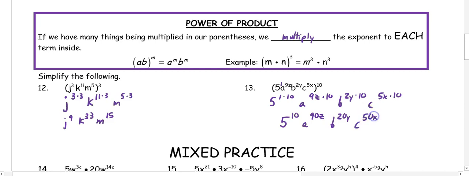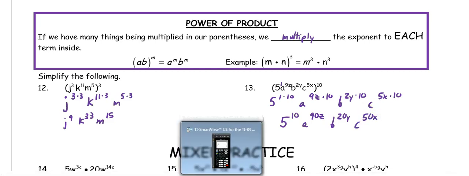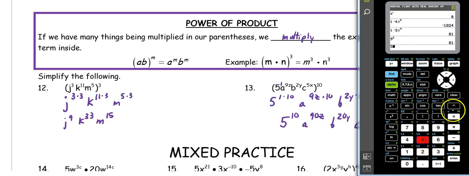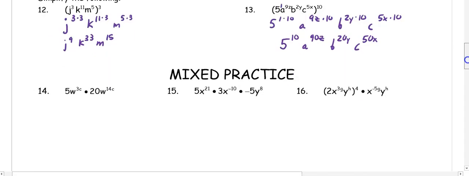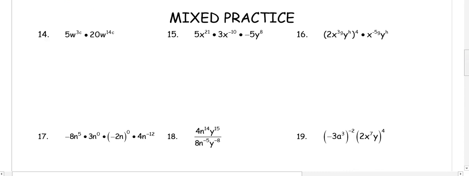c to the 50x. Now, if I want to make sure that 5 doesn't need to be evaluated, 5 caret 10, this number is bigger than 4 digits, so we're just going to leave it in exponential form of 5 to the 10th. So let's do some mixed practice.